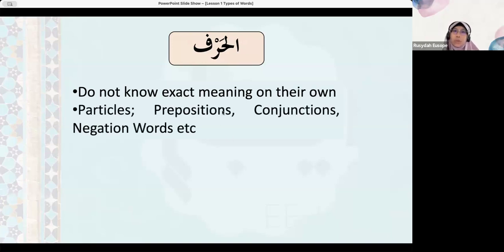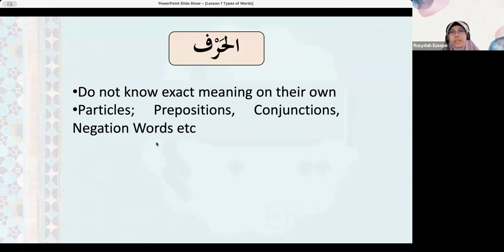Examples of words that fall under harf or particles: prepositions. Examples of prepositions in English: in, at, on, with, for. All these are prepositions. Then conjunctions, for example, and, so. These are examples of conjunctions, so they are considered harf or particles.